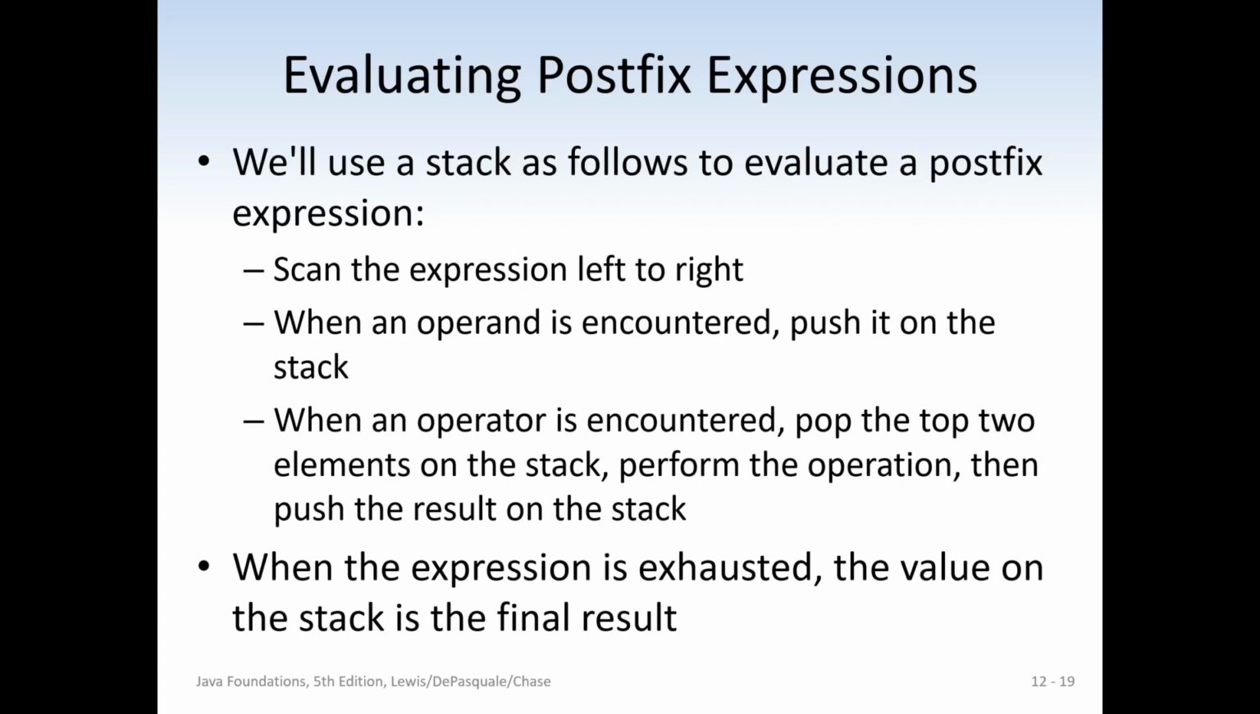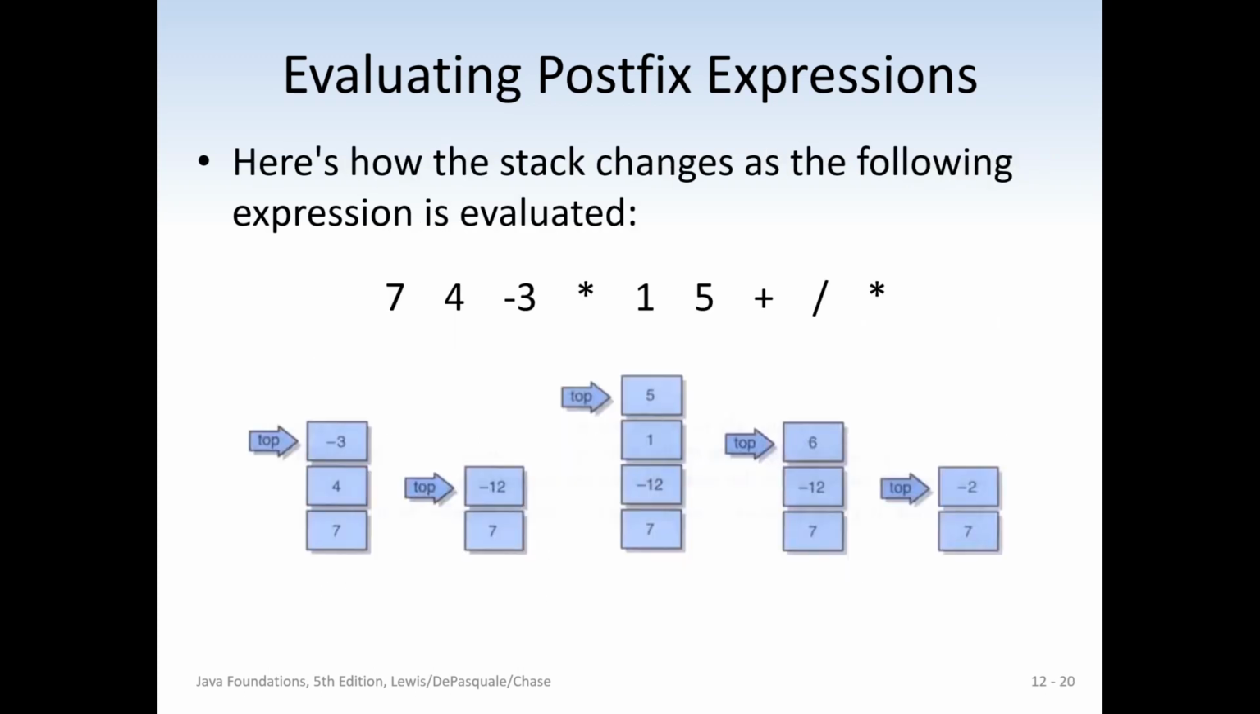All right, so the way that we do that is we scan the expression from left to right. When you encounter an operand, meaning a number, we push it on the stack. When an operator is encountered, we pop the top two elements off the stack, perform the operation, and then push the result back on the stack. When the expression is exhausted, meaning we're at the end of it, the value on the stack is the final result. So let's look at some examples of this.